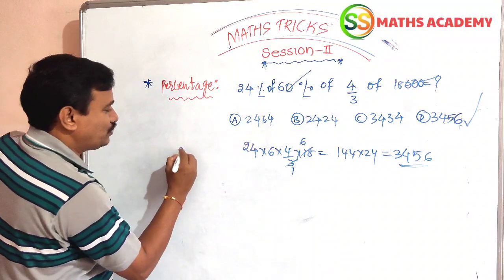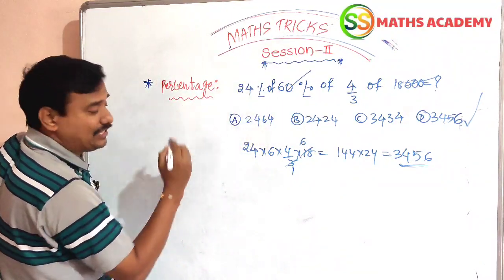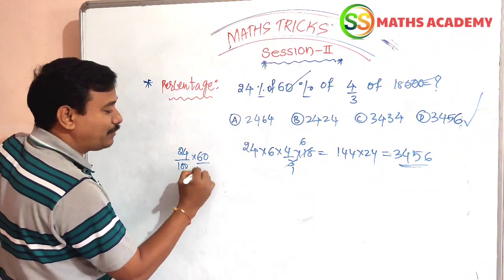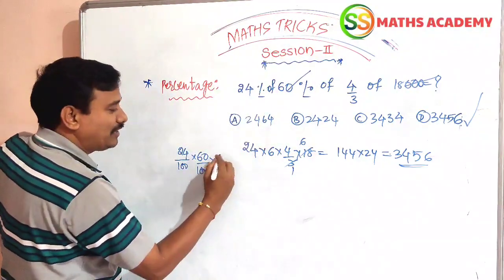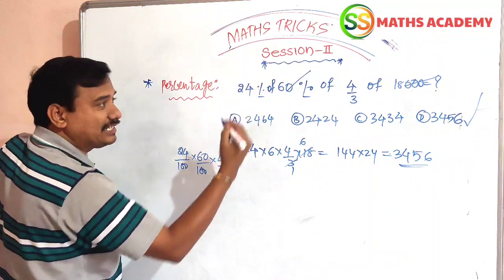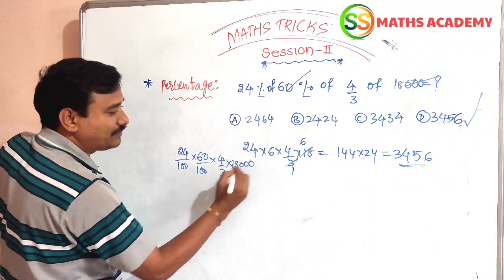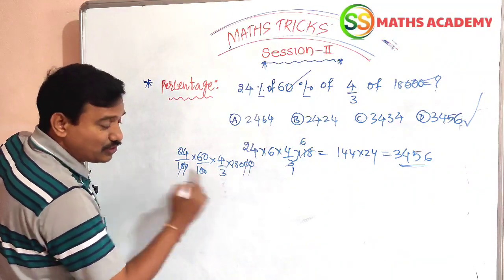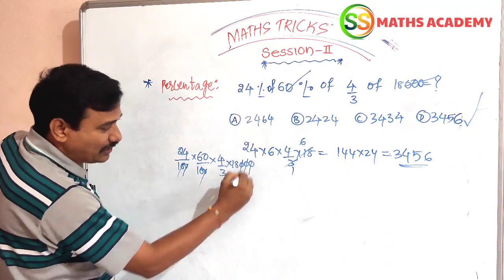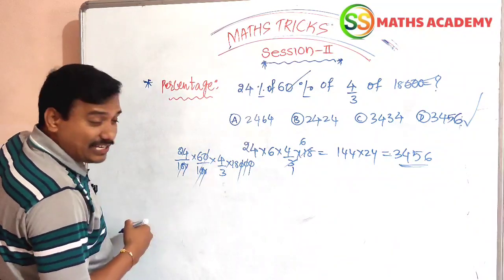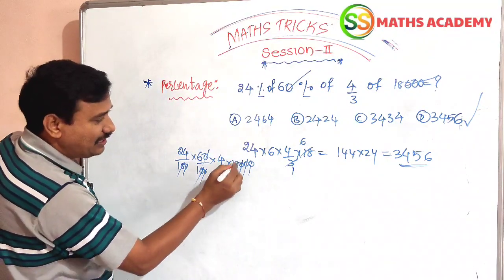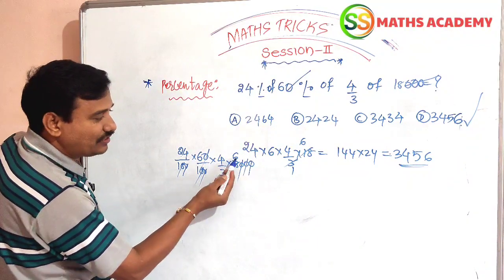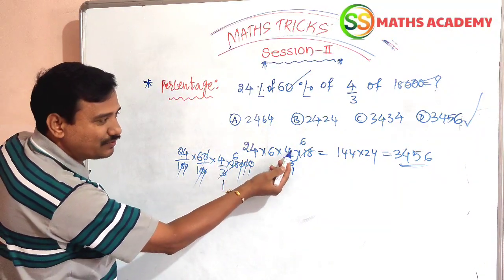Okay, now 24 percentage means divided by 100, 60 percentage means divided by 100, 4 by 3 into percent into 18,000, 1 2 3. Okay, 1020, 1020 get cancelled, 1010 get cancelled, 1010 get cancelled. Yes, 3 1 ja 3, 6 ja 18. Now 24 into 6 into 4 into 6.